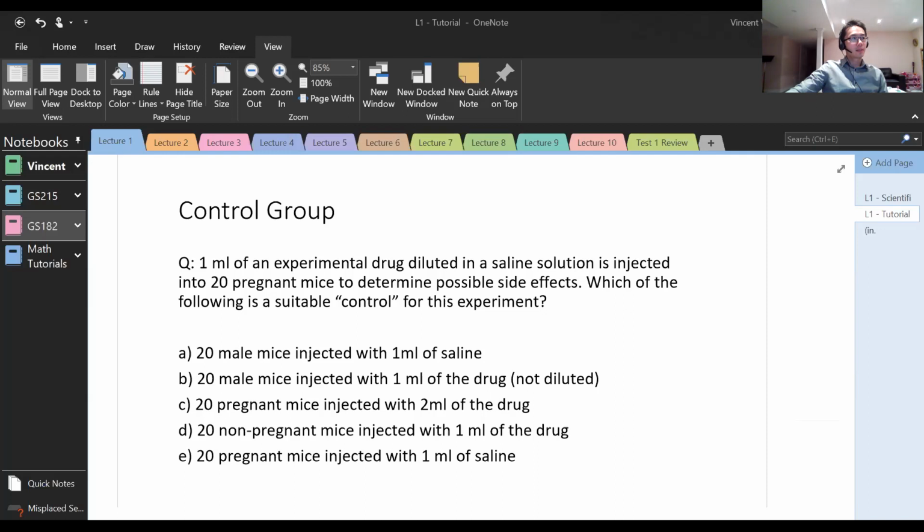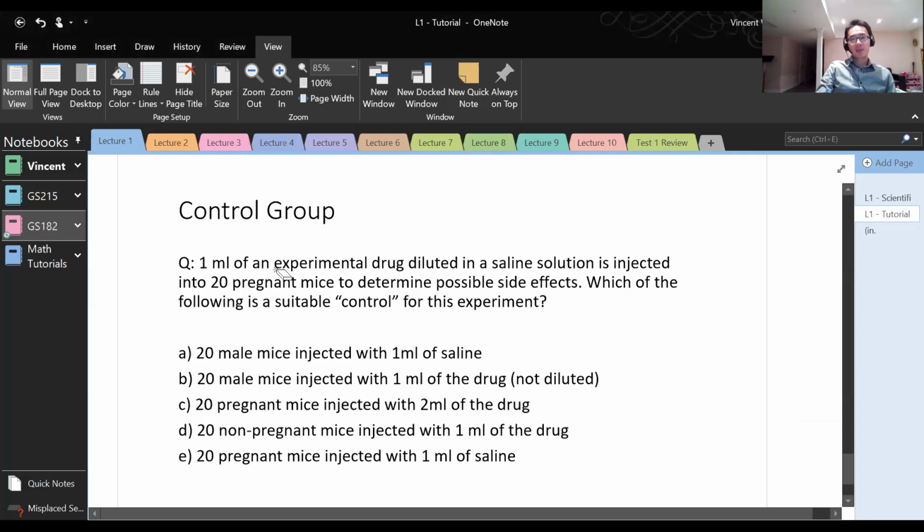Okay, of those people who've answered, I think most of you got it right. In this case, we have 1 ml of a drug diluted in saline solution, and then you're going to be injecting it into 20 pregnant mice. Okay, so what's a suitable control?